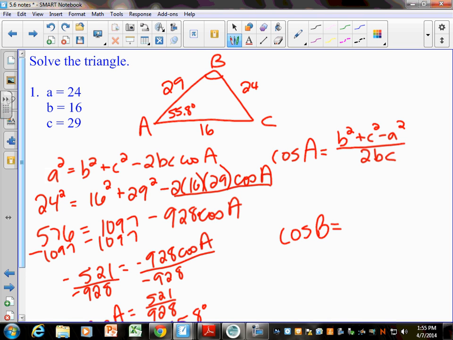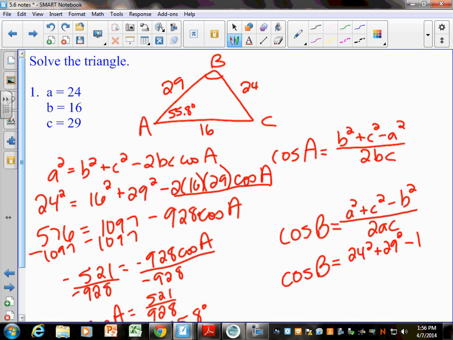cosine of B is going to be the other two sides squared, a squared plus c squared minus b squared over 2 times the other side. And you just plug it straight in. It works out so great. And you still have to do inverse cosine. So I guess I should show my work here. 24 squared plus 29 squared minus 16 squared over 2 times 24 times 29.